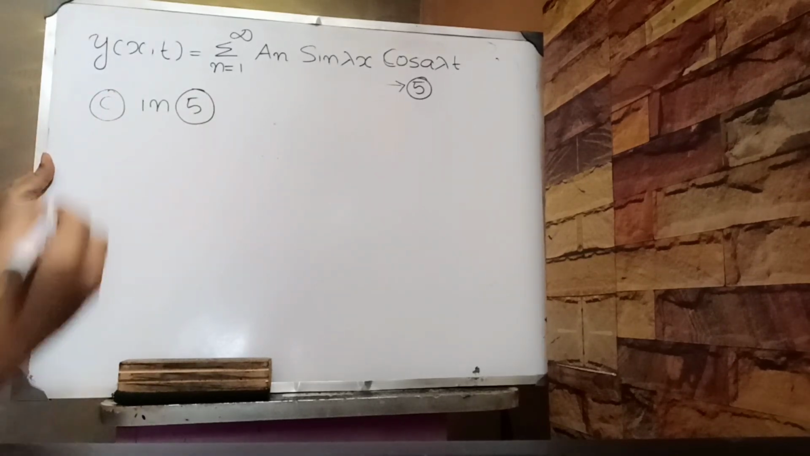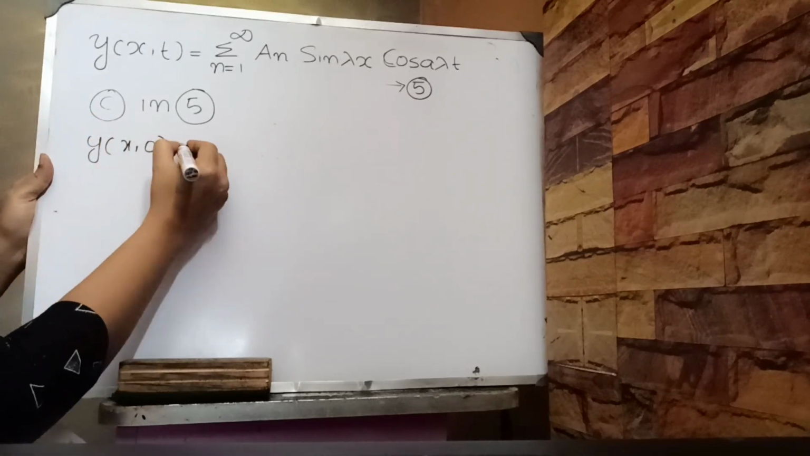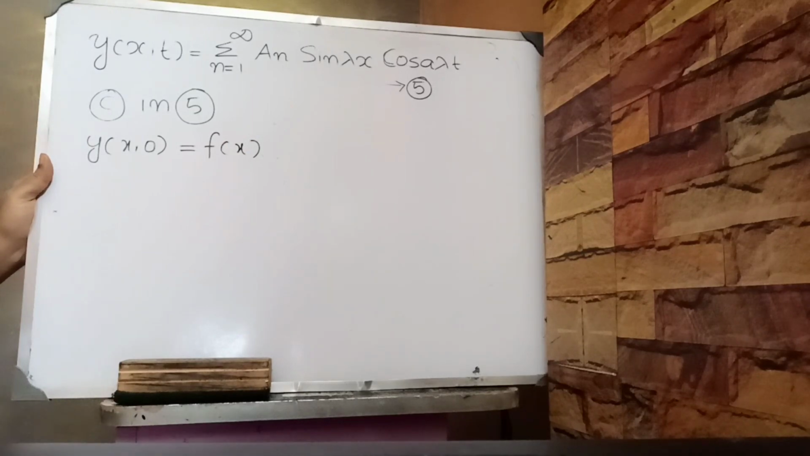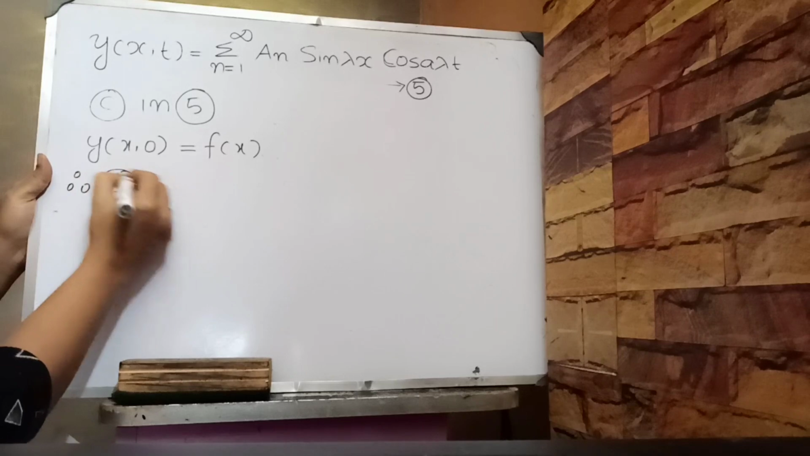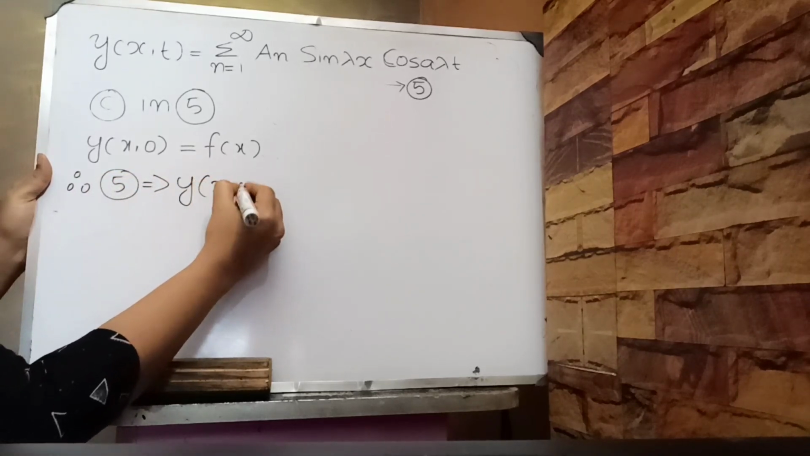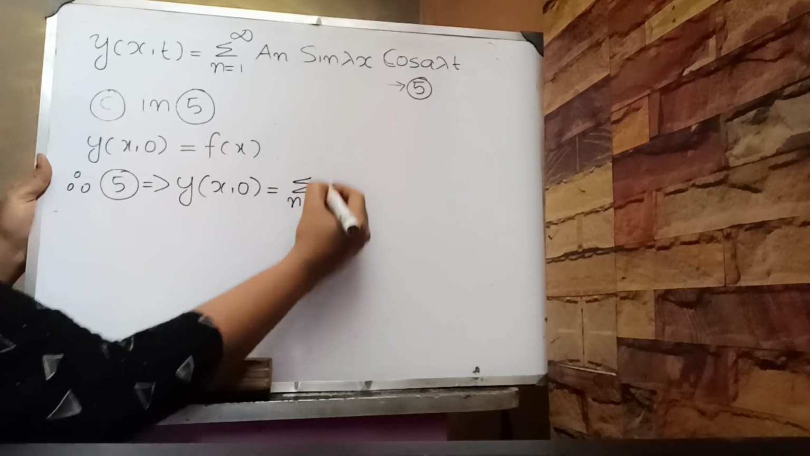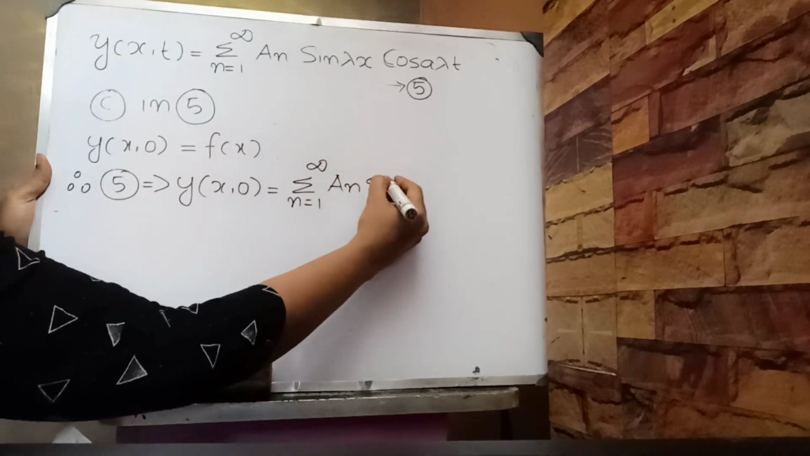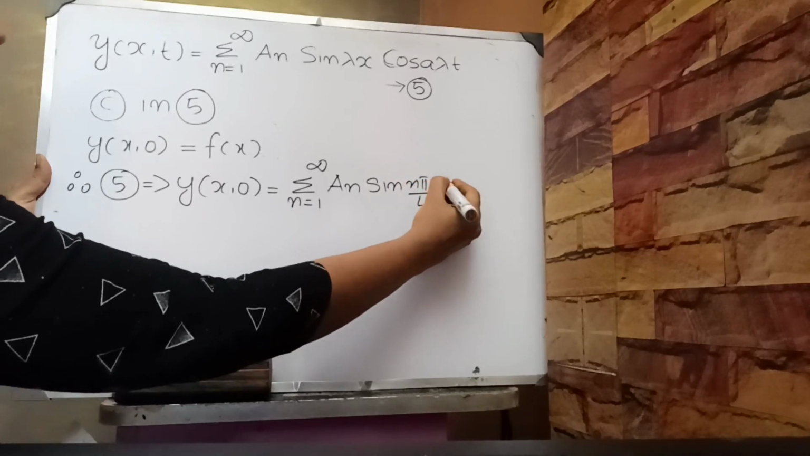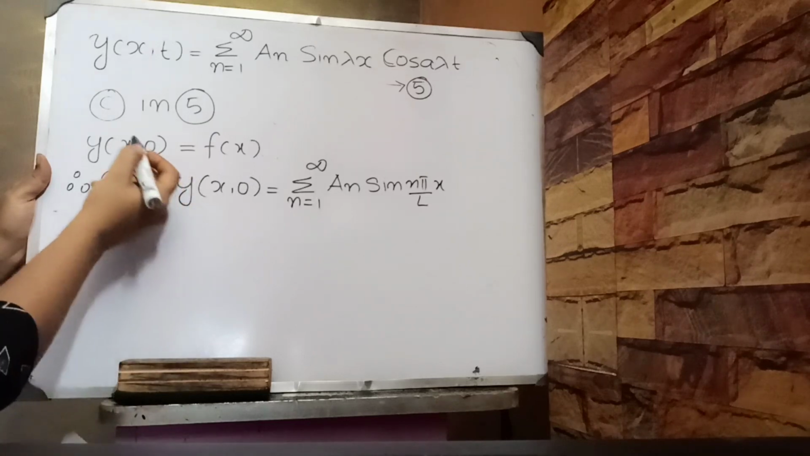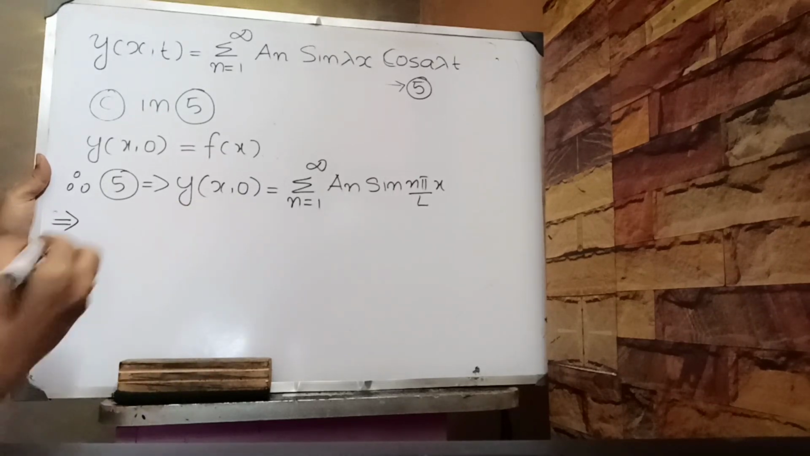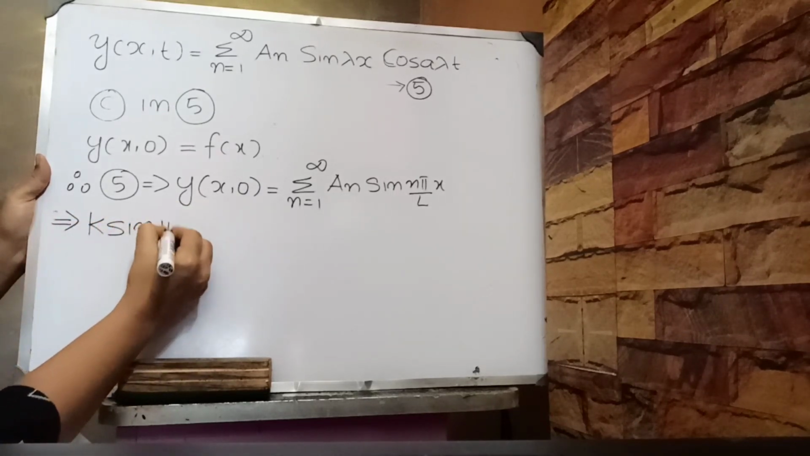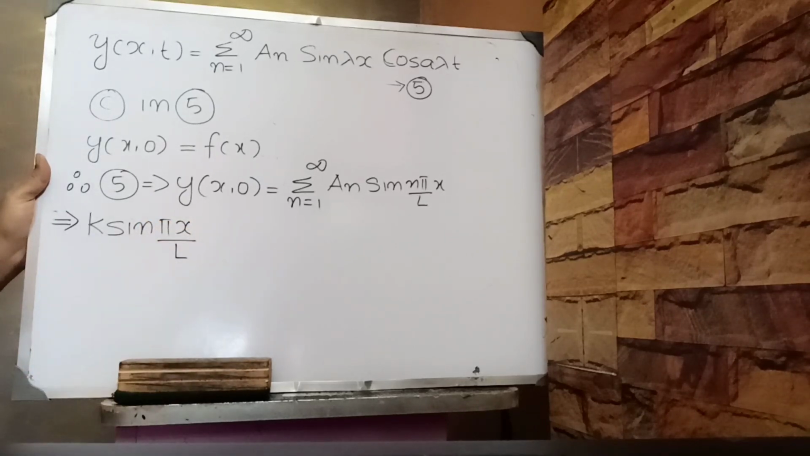So the initial condition C is y of x,0 is equal to f of x, and it is given as k sin pi x by L. So we are going to put t equal to 0. Therefore y of x,0 is equal to sigma n equal to 1 to infinity A n sin (n pi x by L) into cos 0, which is 1. We are putting t equal to 0, so cos 0 is 1, which implies y of x,0, that is the initial displacement, is k sin pi x by L. F of x is k sin pi x by L.